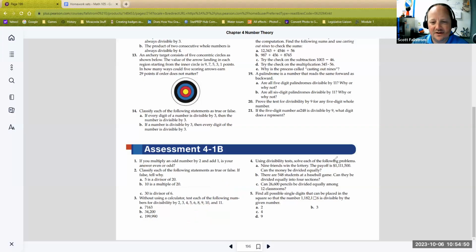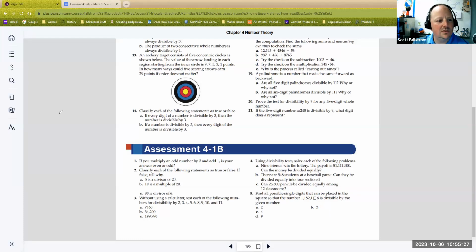Let's see, you're using divisibility tests. 9 friends win the lottery. Here's the payoff. Can it be equally divided? Well, use your test for 9. In the next one, use the test for 4. It's just saying, can it be divided? It doesn't ask you how many times. Then find all possible single digits that can be placed in here so that this number is divisible by 2, 4, 9, 3. So you're filling in a blank space. I do enjoy questions like this. I think a question like this on an exam would be a good one to make sure that you understand and can explain the different tests that you might be using.